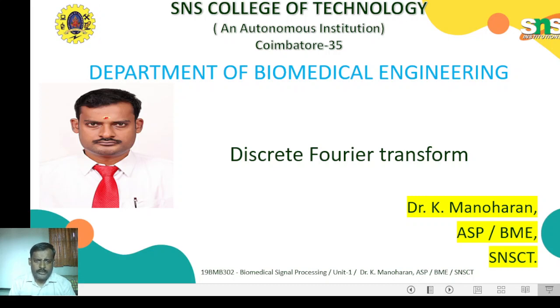So today in class we are going to see about the discrete Fourier transform. The discrete Fourier transform is used to convert a time domain signal into the frequency domain. Normally, for signal processing applications, this is the best transform that will be used for converting the time domain to the frequency domain.